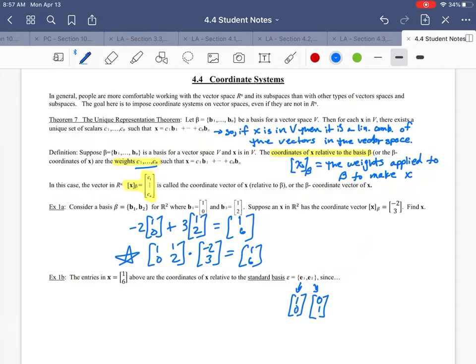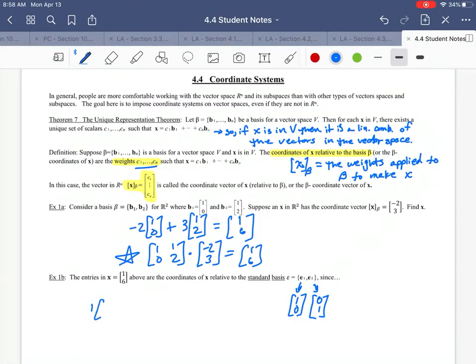So what they're saying right here is that 1, 6 is what you do in the real world, and in this new world right here, where this is your basis vector, you do negative 2, 3, and you'll see a picture in a minute.